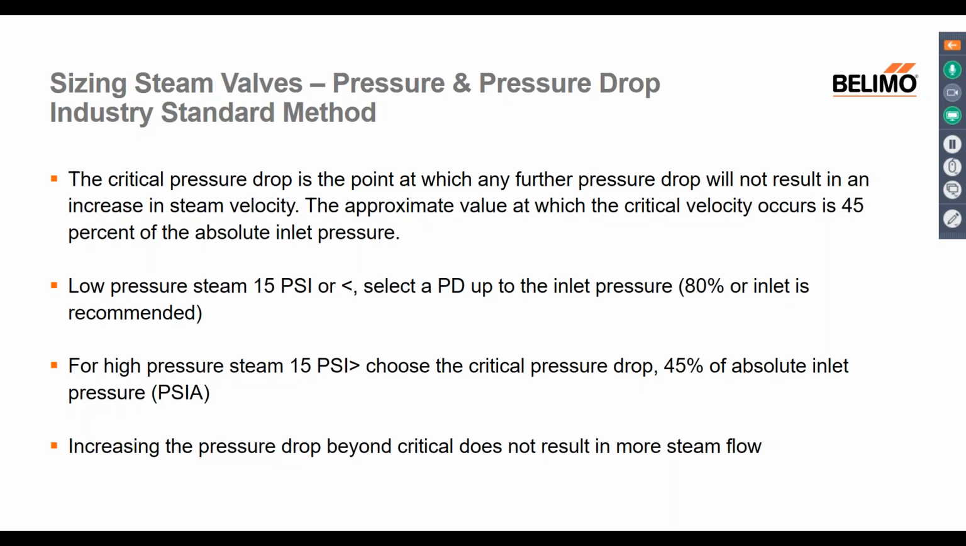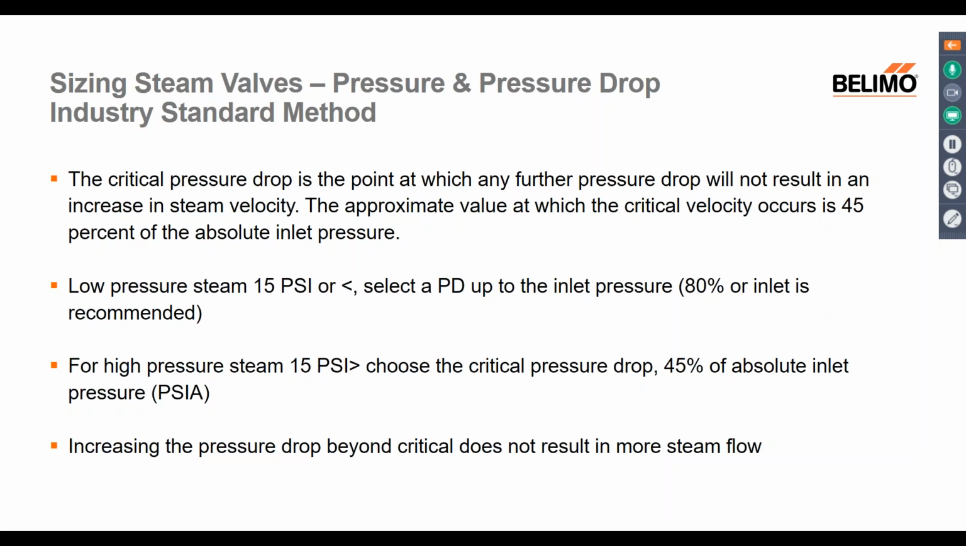Sizing steam valves, pressure and pressure drop, industry standards. I can't say that enough. The critical pressure drop is the point at which any further pressure drop will not increase the steam velocity. In other words, if you increase that pressure drop, you're getting no extra steam. The approximate value at which the critical velocity occurs is 45% of absolute inlet pressure.